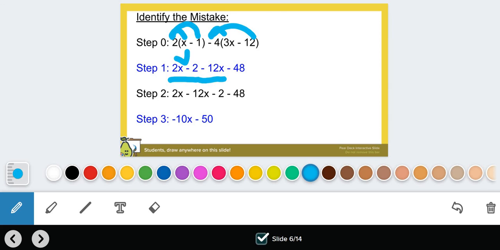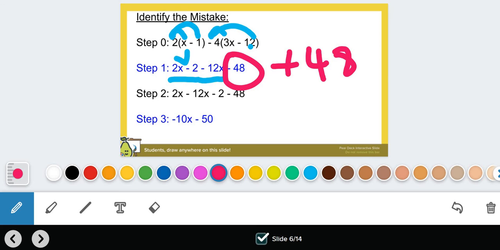So remember, we're distributing, we're multiplying, and a negative times a negative is a positive. So the mistake is right here. To identify the mistake, you just circle that -48, and that's the mistake because it should be positive 48, right? Because we're using the distributive property, and when you multiply a negative by a negative, it's a positive.